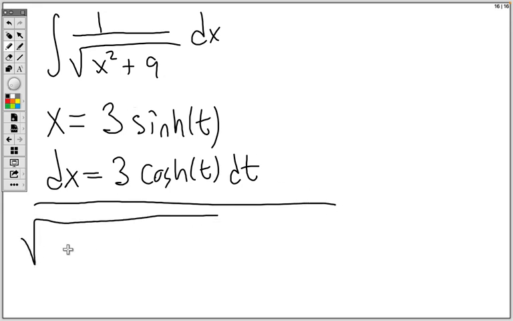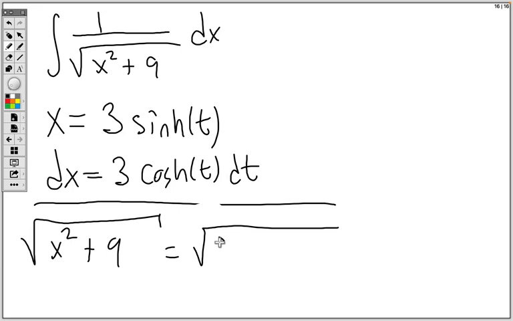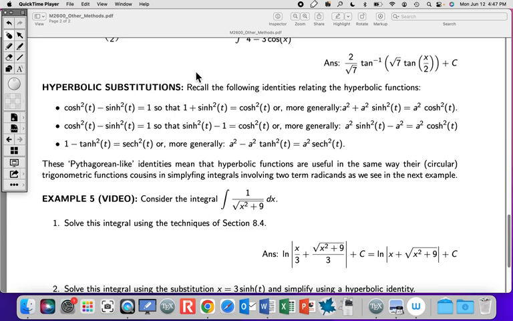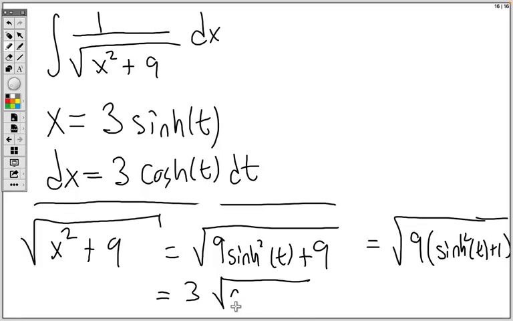If I take the square root of x squared plus 9, then that's going to be the square root of 9 sinh squared t plus 9. And I can factor that 9 out: 9 times sinh squared plus 1. The 9 comes out of the radical as a 3. 3 times the square root of sinh squared plus 1, and that's one of those Pythagorean-like hyperbolic identities. 1 plus sinh squared is cosh squared.